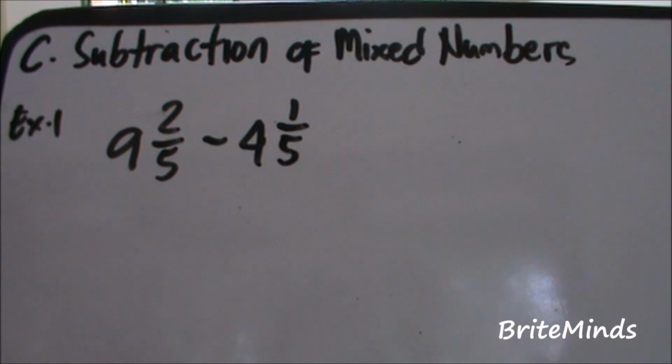Subtraction of mixed numbers. To subtract a mixed number from another mixed number, we have rules to follow. If the mixed numbers have similar fractional parts, subtract the whole numbers and then subtract the fractional parts following our rule for subtraction of similar fractions.